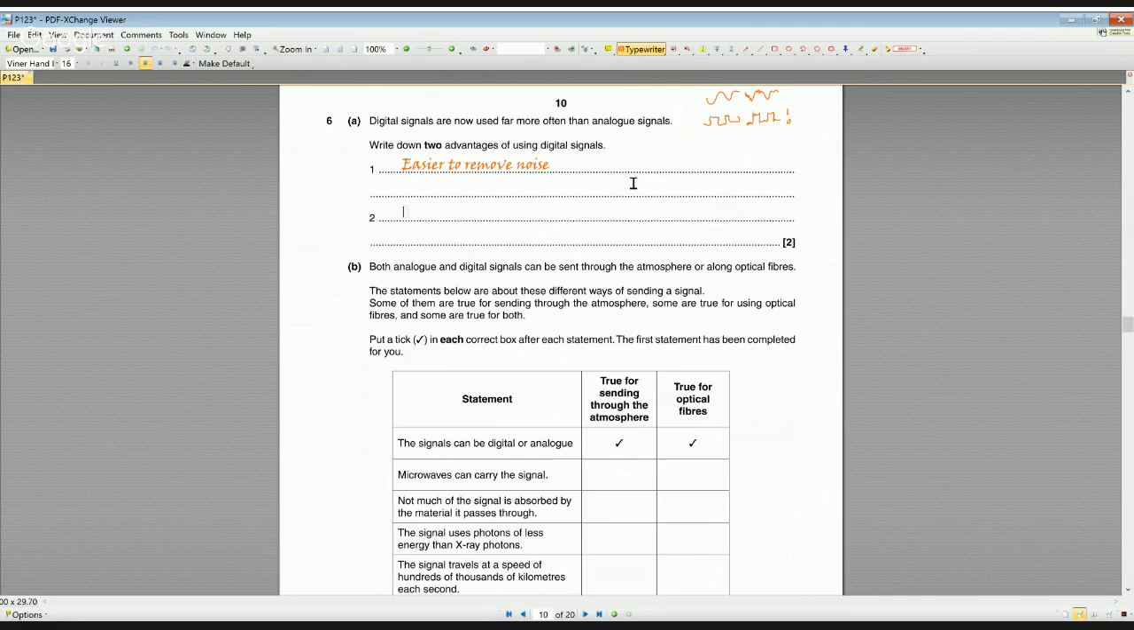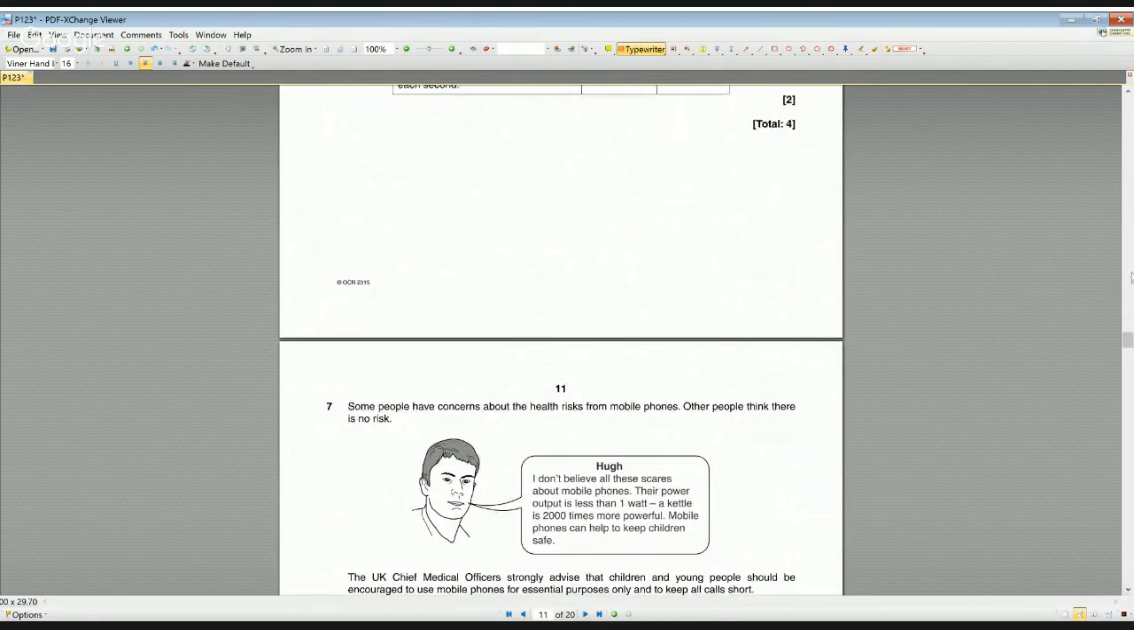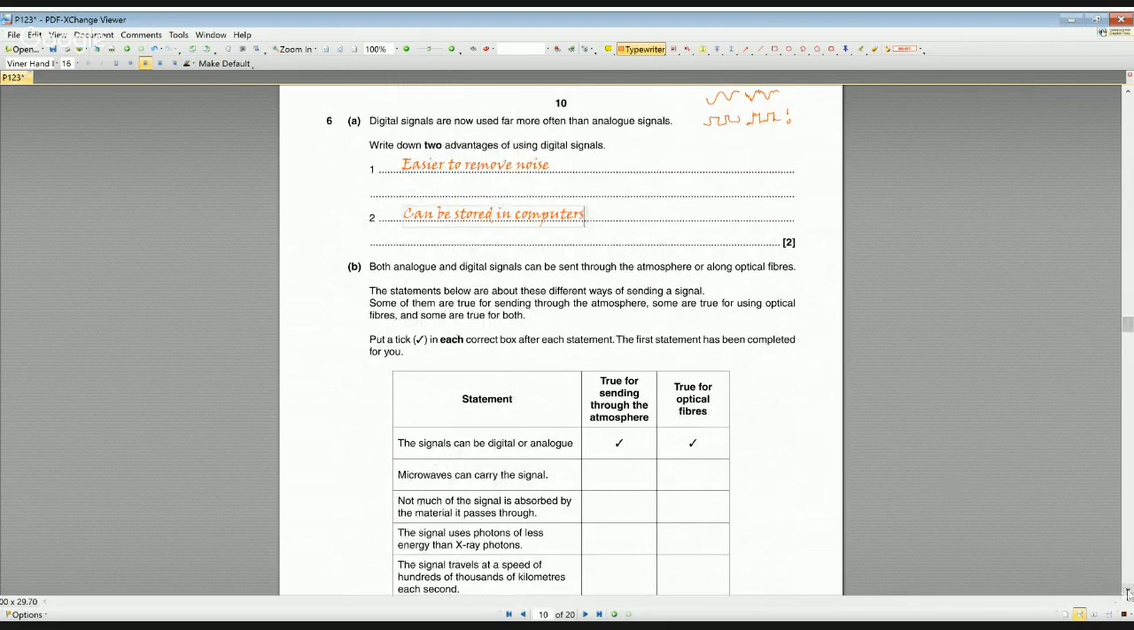The second one, there are a couple of things you can say here. You can either say they can be stored in computers or they can be processed by computers, anything like that, which you can't do with analog. If you want an analog signal in a computer, you have to convert it to a digital signal first.